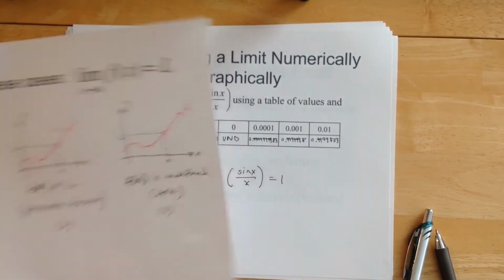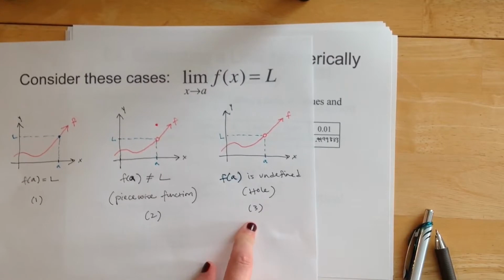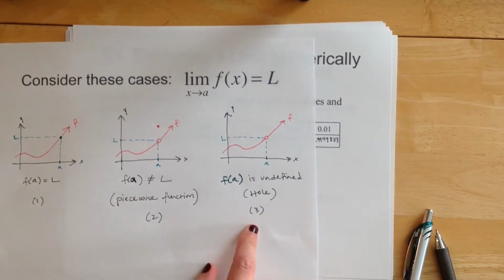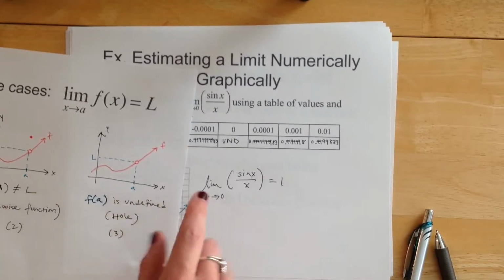This is also this third case where the limit exists, where we have a hole at x equals 0. A is equal to 0 for this one.